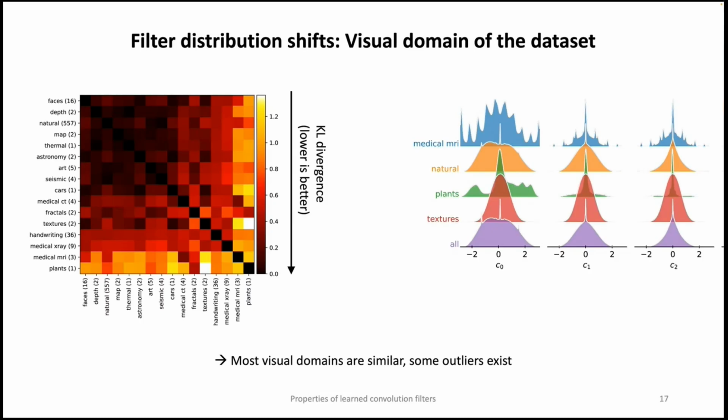Now, the second part of our analysis was what happens if we split the filters by the visual domain of the dataset. And here you see something different. So you have in the top region one large black part of homogeneous visual domains. This includes natural photographs, but also thermal images, seismic data, faces, and then you have outliers.